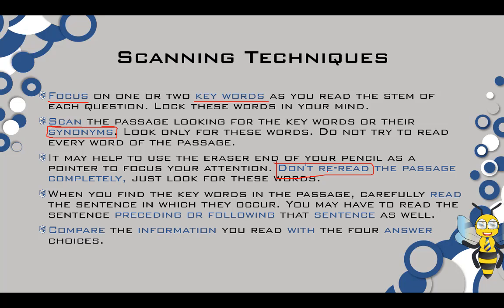When you find the keywords in the passage, carefully read the sentence in which they occur. You might have to read the sentence preceding or following that sentence as well. Sometimes it's not enough to read just the sentence where you found the information. Maybe you need to read the previous and the following sentences. But first scan. After you find the synonym or the keywords, now read the previous and following sentences. And finally, compare the information you read with the four answer choices.